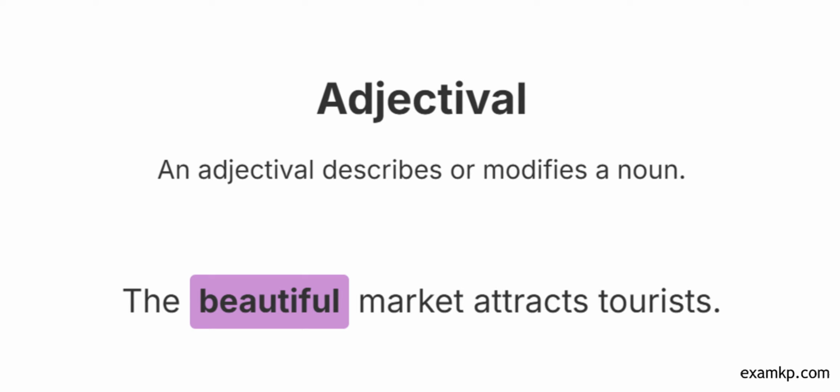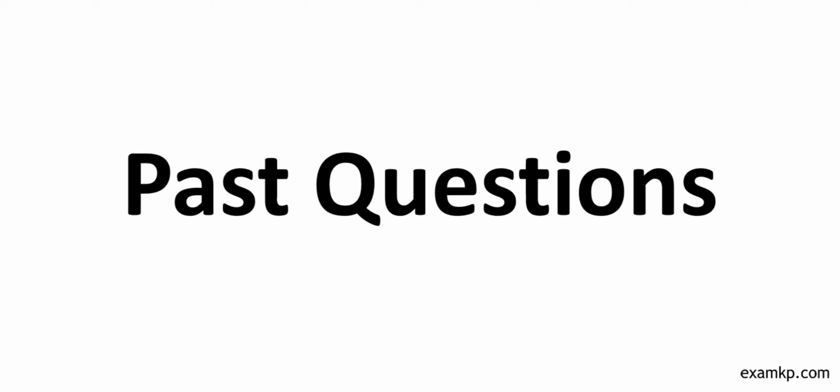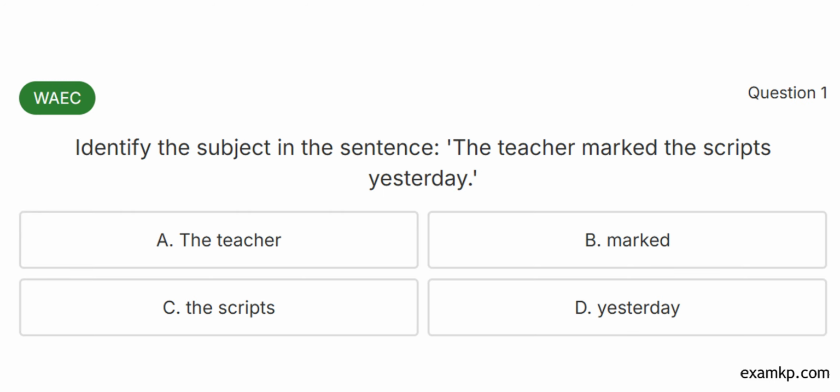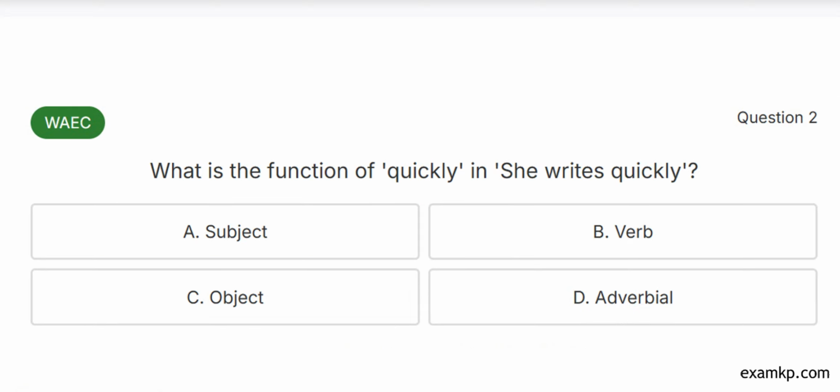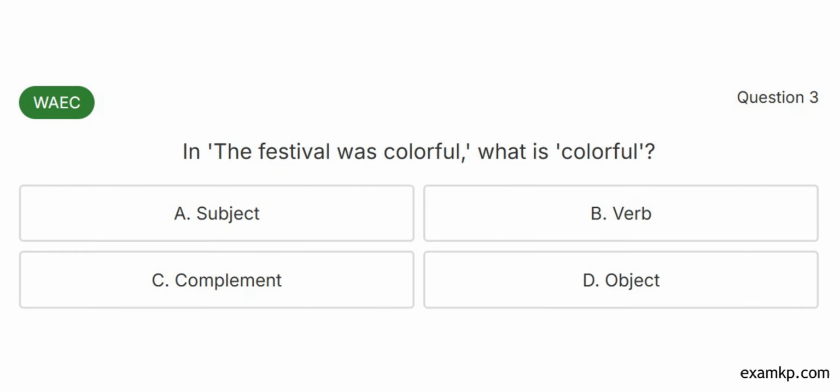Now that you've learnt the elements of sentence structure, let's test your understanding with some practice questions. Are you ready? Let's go. WAEC practice question 1. The teacher marked the scripts yesterday. Who performed the action? The teacher. So the subject is the teacher. Number 2. She writes quickly. Quickly flashes orange. It tells how she writes. That's an adverbial. Number 3.